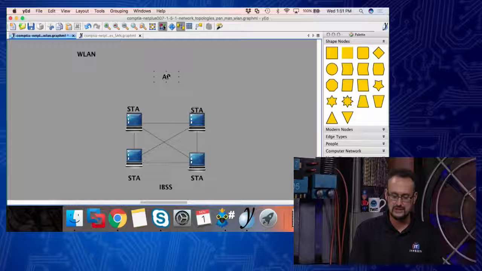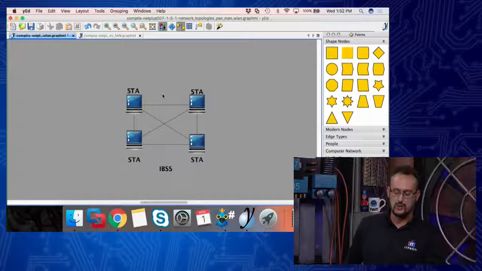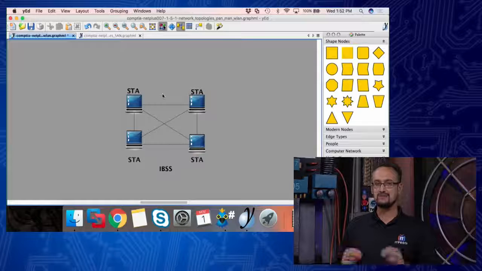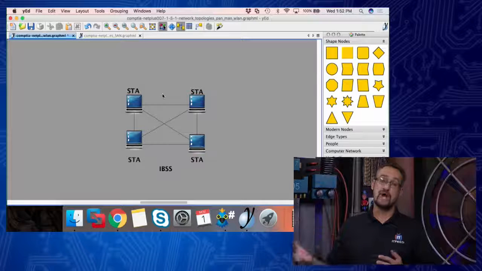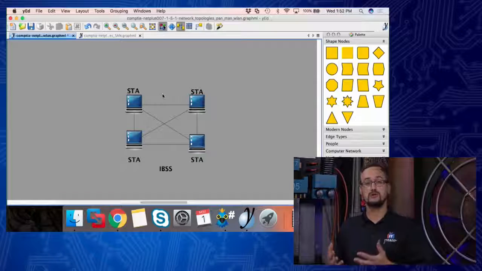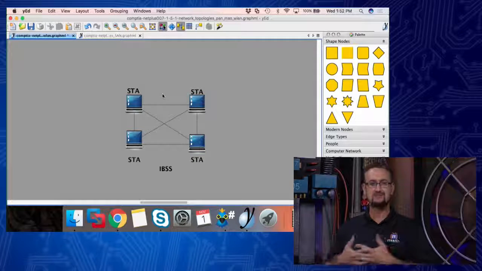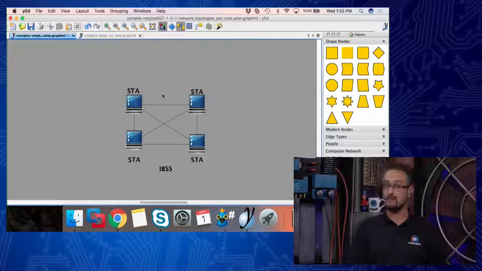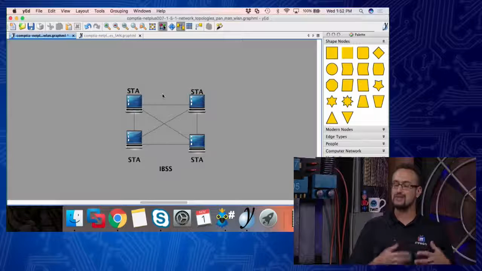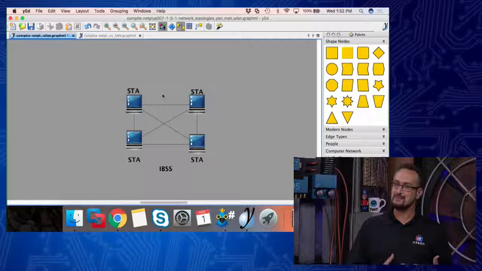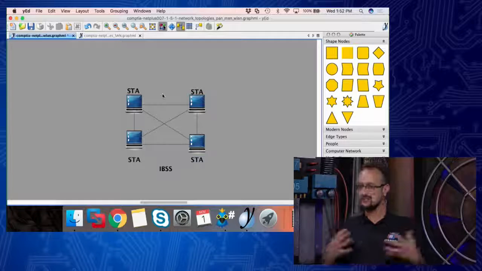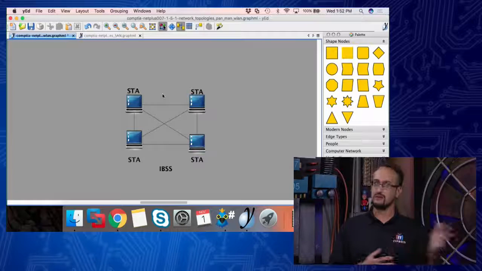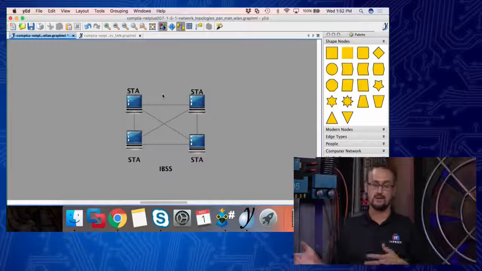If I have no managing device on a network, I have what's known as an independent basic service set. It's also ad hoc mode. And this is where your computers can form their own mesh-type wireless network. Remember, we're talking about mesh mode, mesh topologies. You don't typically see them in a wired network because of the exponential connections that it would cost having redundant connections to every other device within the network.